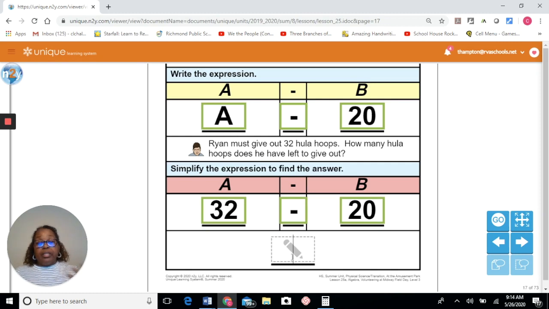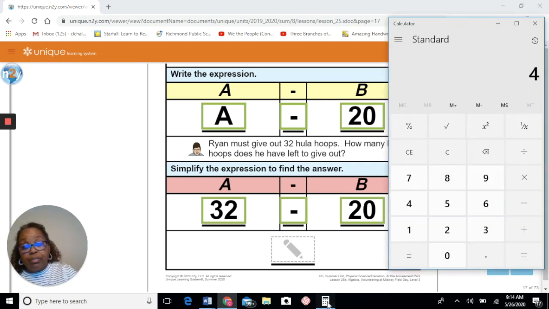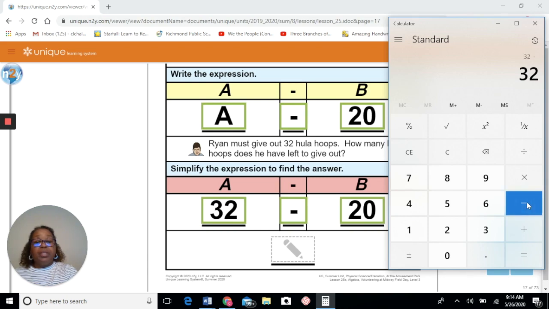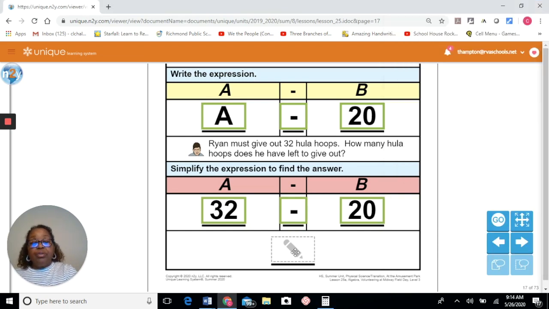All right, let's use a calculator. May as well, because guess what? These numbers are larger. Can't do it in our head, and that's okay. So let's clear our calculator and start with 32 minus 20. Let's key in 32, and our operation is subtraction, and 20. How are we going to get the answer? That's right, hit the equal button, 12. Our answer is 12. The difference between 32 and 20 is 12.